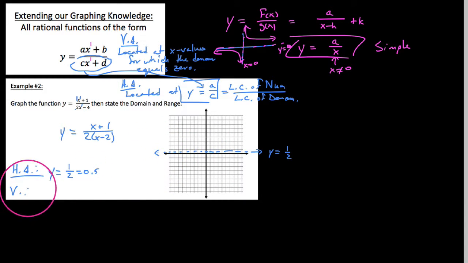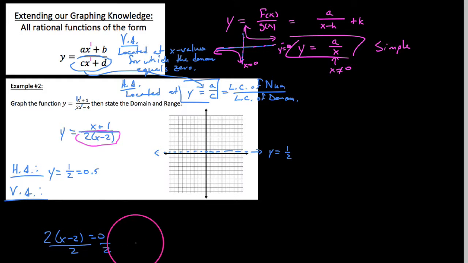Now the next thing we want to accomplish, and we probably could have done this first, is to find the vertical asymptotes. The vertical asymptotes occur at the zeros of the denominator. So we set the bottom equal to 0: 2x minus 4 equals 0. Divide everything by 2, and the 2s cancel. We get x minus 2 equals 0, so it follows that x equals 2.